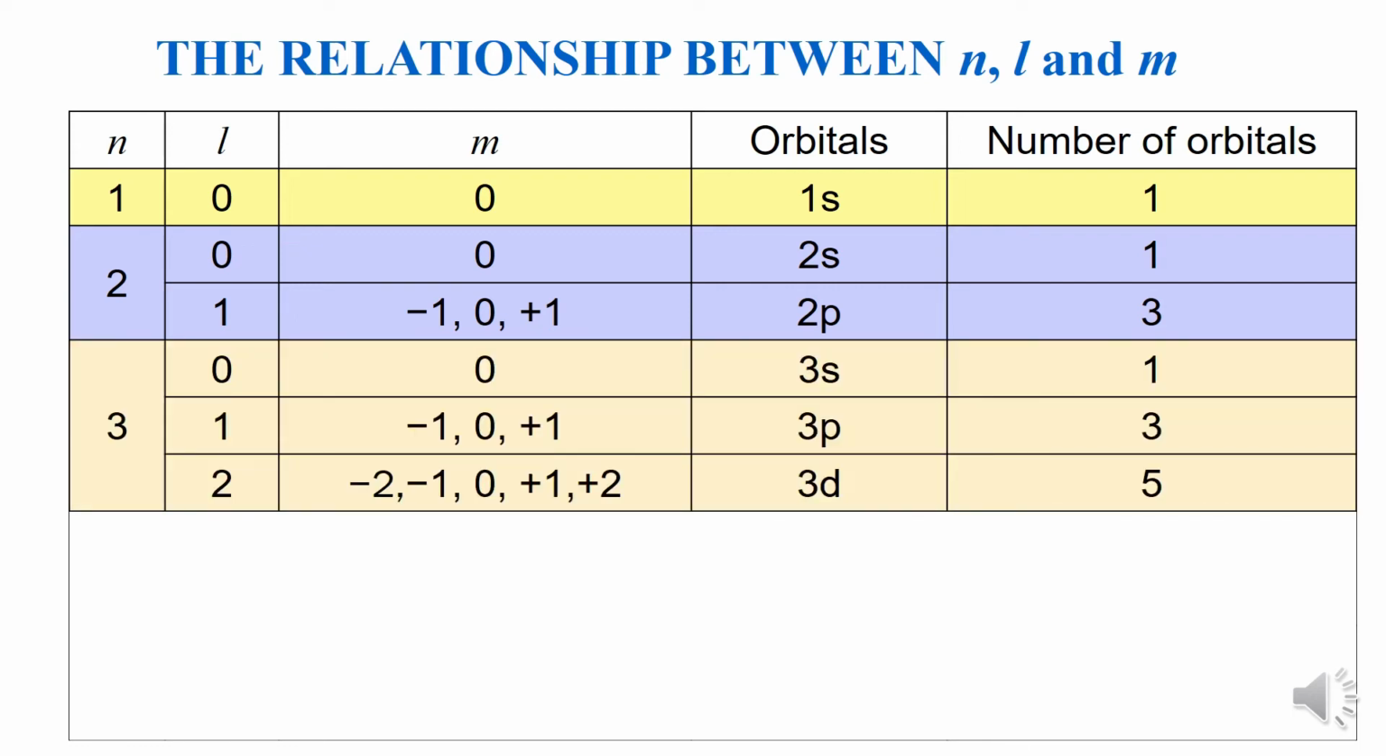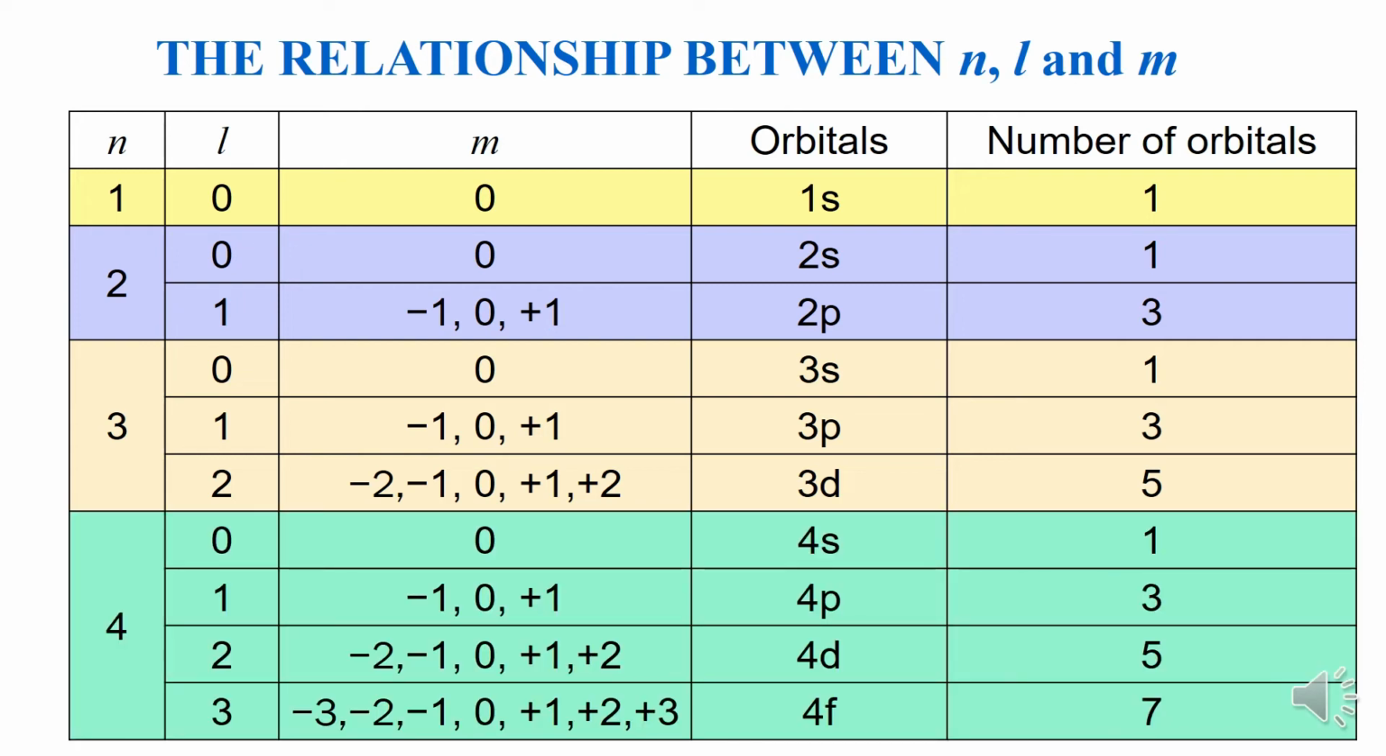If n equals 3, then L can be 0, 1, or 2. There are 3 subshells, 3s, 3p, 3d. 3s has 1 orbital, 3p has 3 orbitals, 3d has 5 orbitals. So the total number of orbitals for n equals 3 is 9.